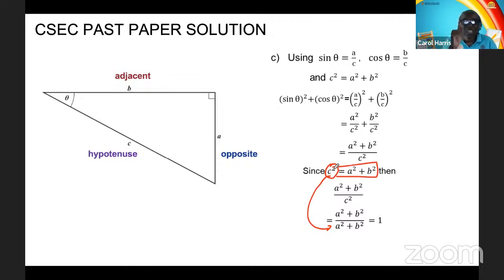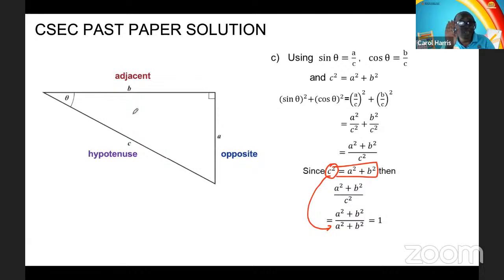We can now fill in or substitute that c squared into our equation for the square of sine theta plus the square of cos theta. So I'm adding the square of sine theta to the square of cos theta. Don't say sine theta squared because I'm not finding the sine of the squared angle. I'm finding the square of the sine.